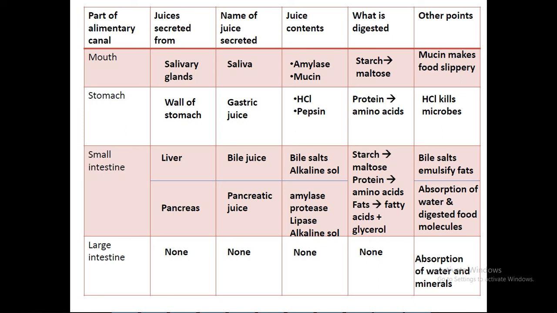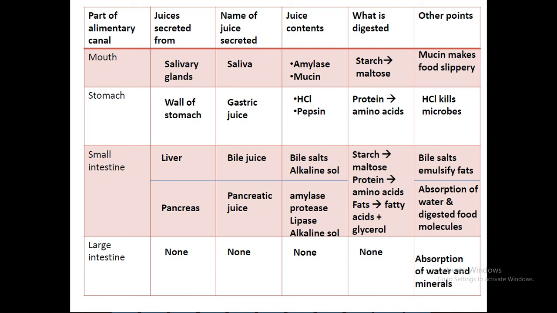Mucin makes food slippery. The second part of the alimentary canal is the stomach. The wall of the stomach produces gastric juice, and gastric juice consists of HCl and pepsin. It breaks down or digests the protein into amino acids. HCl kills the microorganisms inside your food.